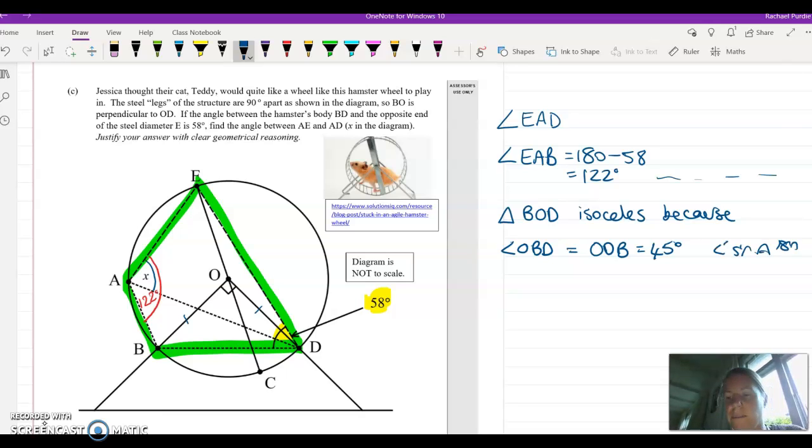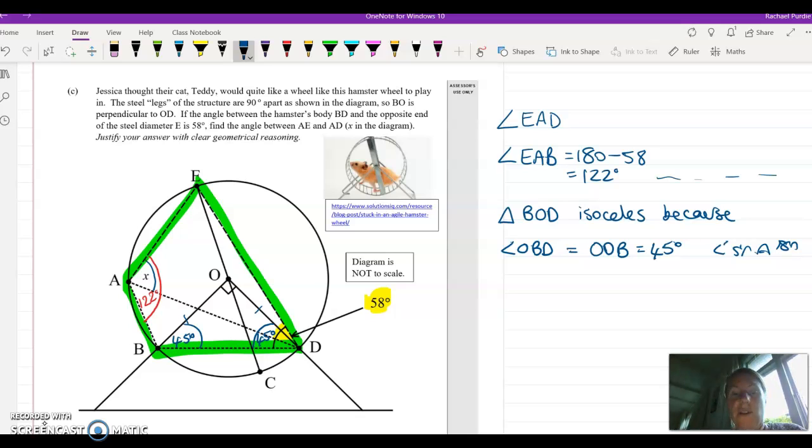I'm not going to write all the reasons in all of these, guys, okay? They're also in the answer schedule, so you can look at them. So you've then worked out that those are 45, so let's pop them on. We've got 45 degrees there. We've got 45 degrees there.